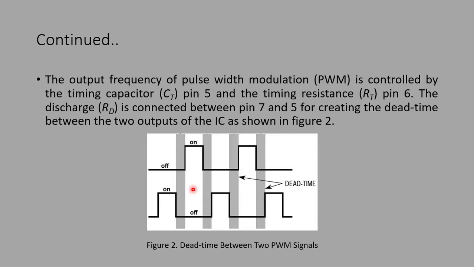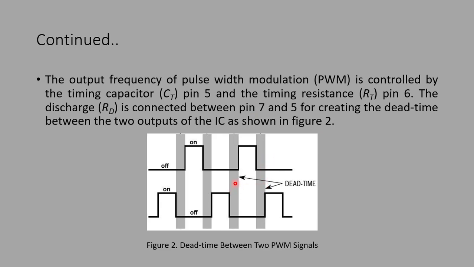The output frequency is solely dependent on the timing capacitor CT and the timing resistor. If we increase or decrease the values of these two components, the resistor and the capacitor, the output frequency will change. As you can see, there is another pin, pin number 7. This pin is used for creating the dead time.